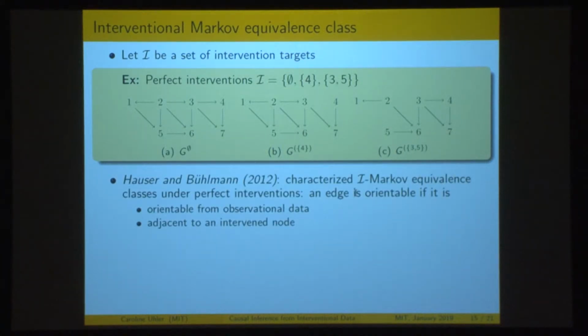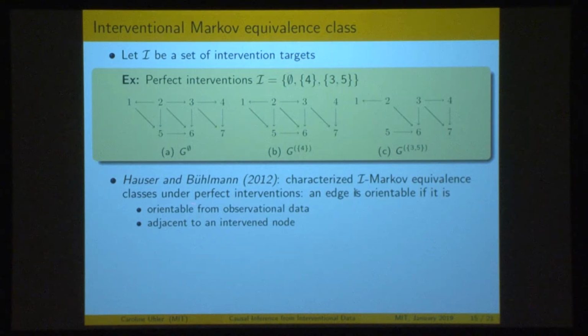Okay, so first question is, what are the interventional Markov equivalence classes? Say I know I have these interventions. How much does that actually cut down the usual Markov equivalence classes that we had in the observational setting? For perfect interventions, that was answered by Hauser and Bühlmann. These are people at ETH. And actually, it's pretty simple.